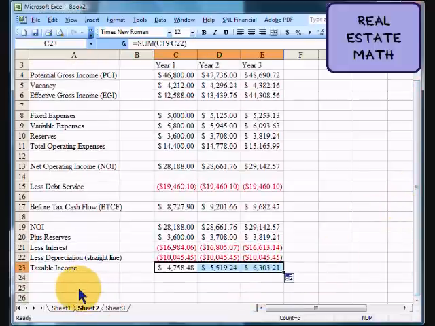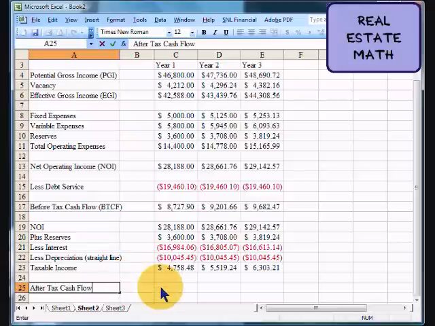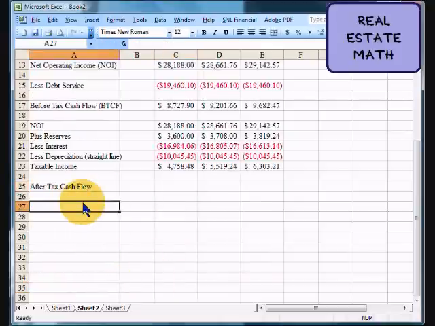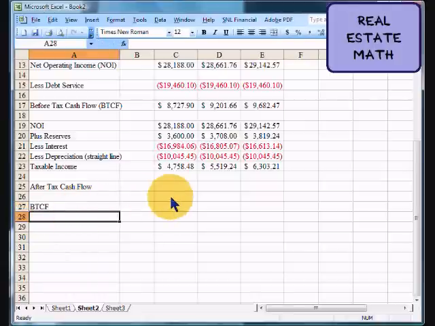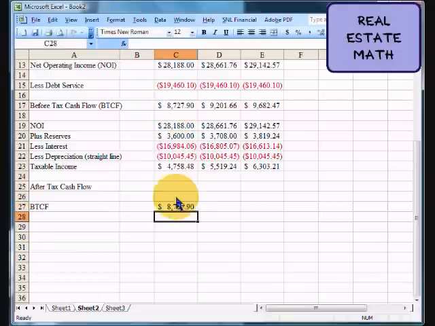So now we're going to come down to our final after-tax cash flow. Now this is what we typically care about as an investor. At least this is our annual take, an annual look. So we have our before-tax cash flow, which we know is from up here, equals before-tax cash flow. We can just copy that across.